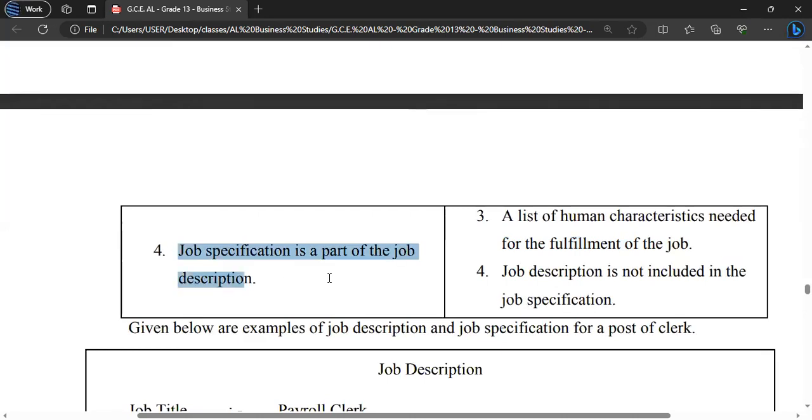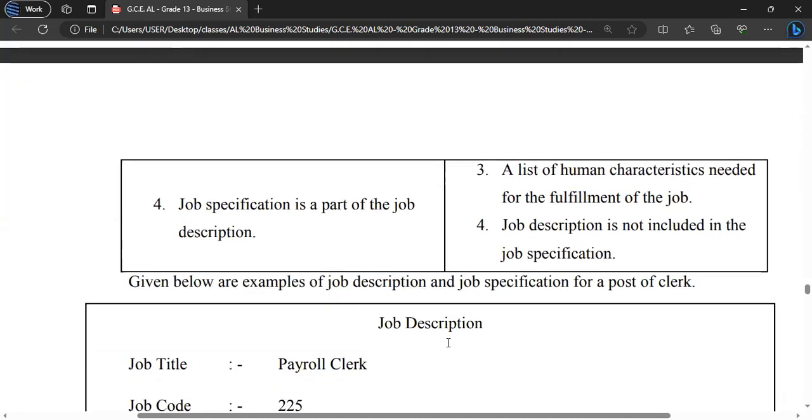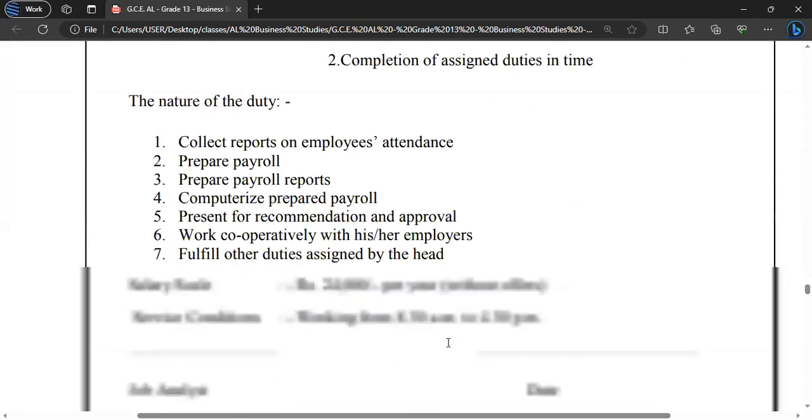Then job specification is a part of the job description. Job description is not included in the job specification, right? So job specification is a part of the job description, but job description is not included in the job specification, right? So you should be clear on that.